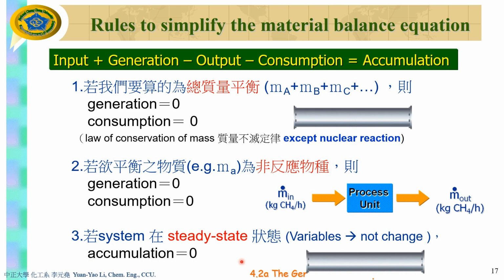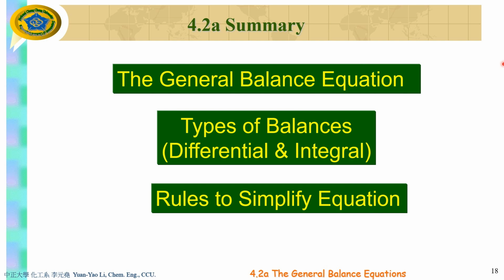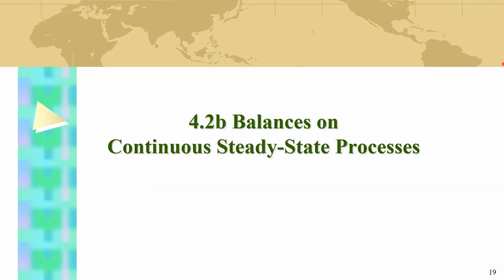So what I want to tell you is, if this is not a chemical reaction process, and this is a continuous steady state process, you can remove generation, consumption, and accumulation. As a result, the general balance equation becomes input equals output. So you remove generation, consumption, and accumulation. Right, so I have some examples to show you later. Balances on continuous steady state processes without chemical reaction will be purely input equals output.